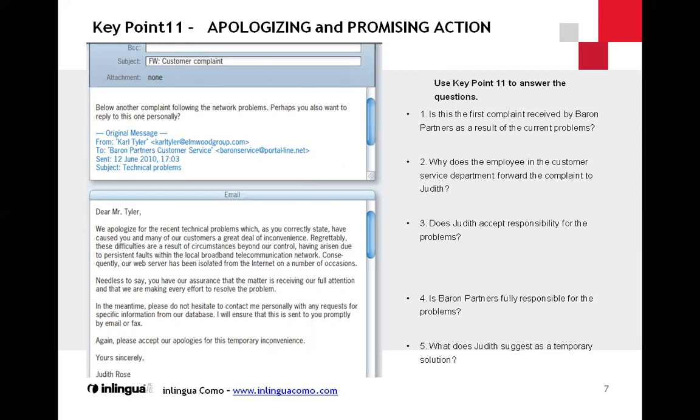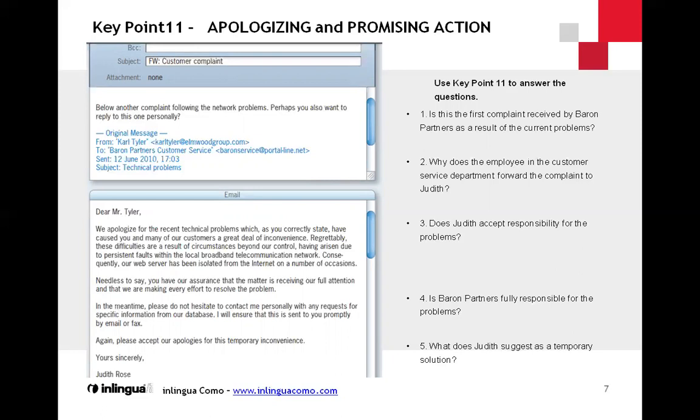Email number 1. Below, another complaint following the network problems. Perhaps you also want to reply to this one personally. Email number 2. Dear Mr. Tyler, we apologize for the recent technical problems which, as you correctly state, have caused you and many of our customers a great deal of inconvenience.